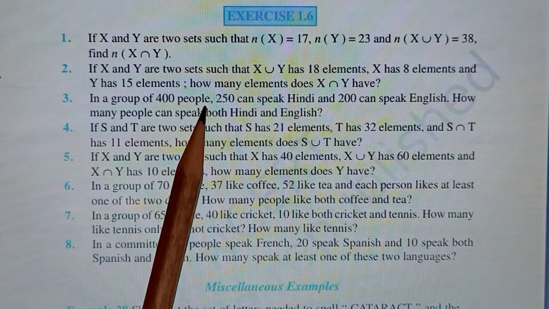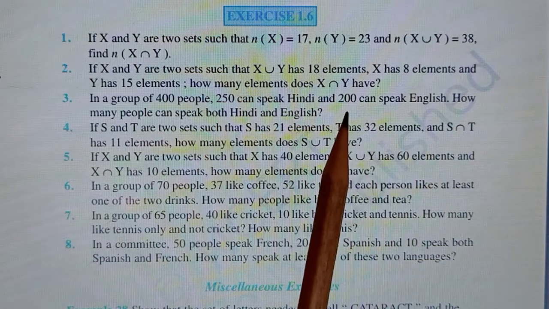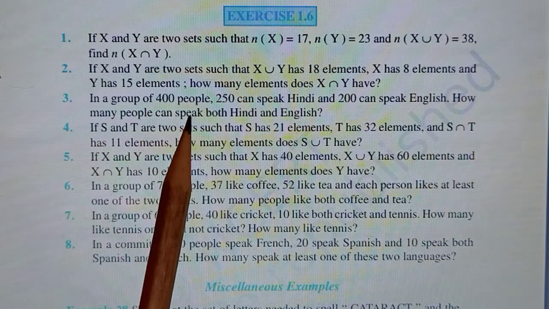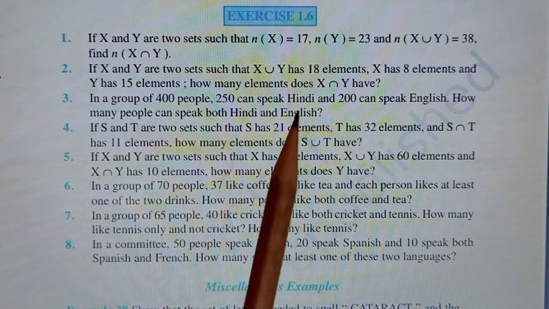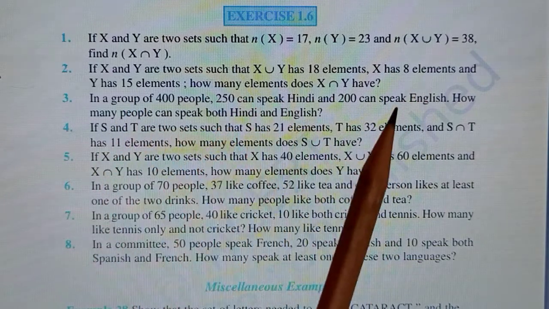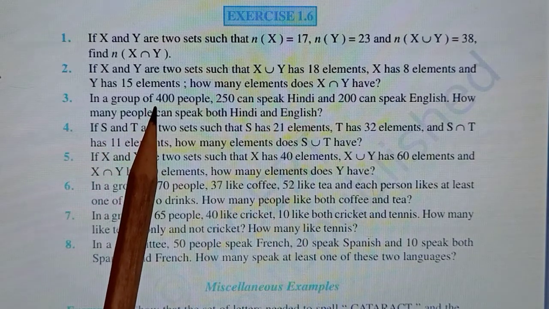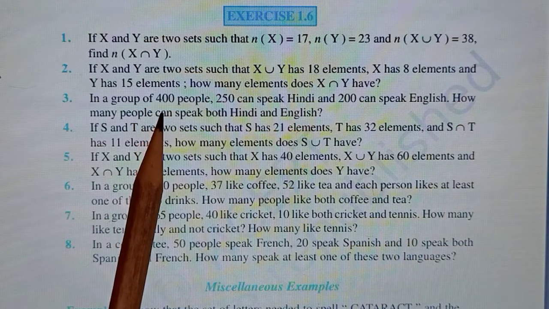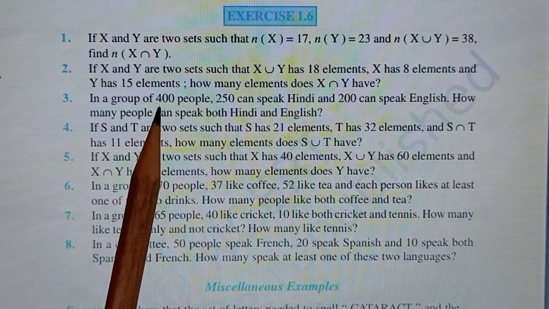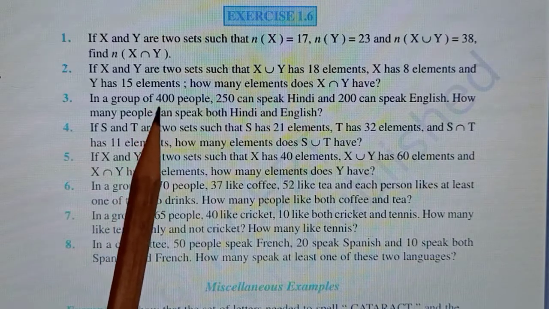Then what all is given to you? Cardinal number of H is 250, cardinal number of E is 200, in a group of 400 people. So the group would comprise all these people. Okay, so the group can be the union of these two. So we write cardinal number of H union E as 400. That will be taken as 400.